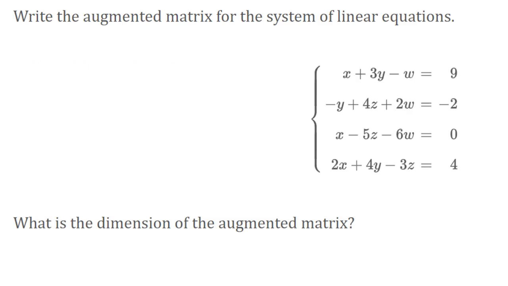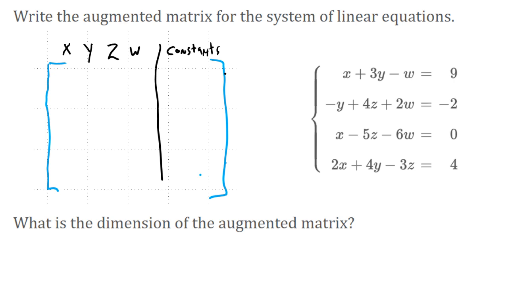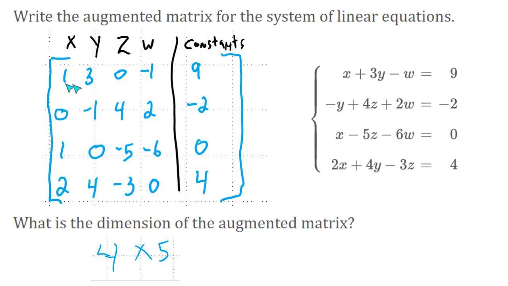So it says write the augmented matrix for this linear system and what is the dimension. Okay, so we have x is 1, y is 3, w has a -1 in front, and then our constant 9. Anytime that you're missing one of the variables, then we would use a 0. Okay, so here we have 1, 3. Notice that I have a z in here, so I'm going to have 0 for z. And then we have our w, which is -1, and our constant 9. Then for the next one, we don't have an x, so I use 0. Then y is -1, z is 4, w is 2, and our constant is -2.